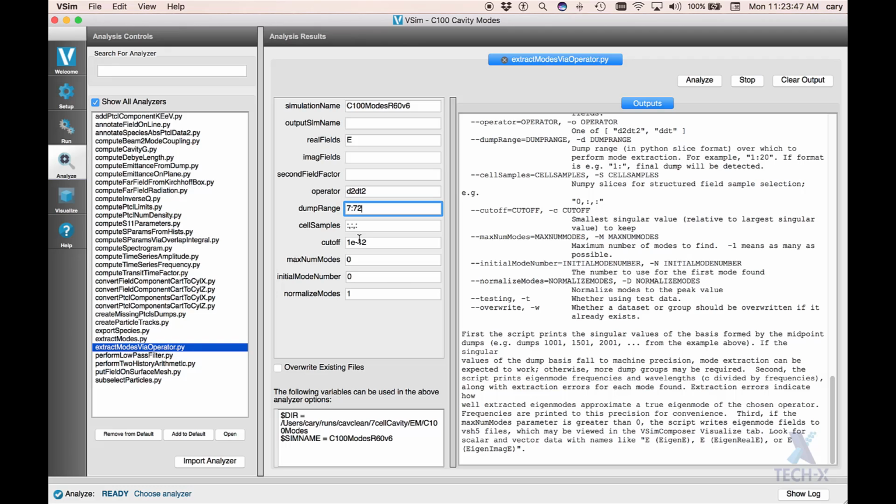Now we have to figure out some cell sampling. Basically, we would like lots of cells to be sampled. So what we've decided to do is to sample 3 modes in each of the X and Y directions, separated by 10 cells, and the full length in the Z direction, separated by 10 cells. This works out to 34 to 55 by 10 in the X direction, 30 to 51 by 10 in the Y direction, and 1 to 392 by 10 in the Z direction.